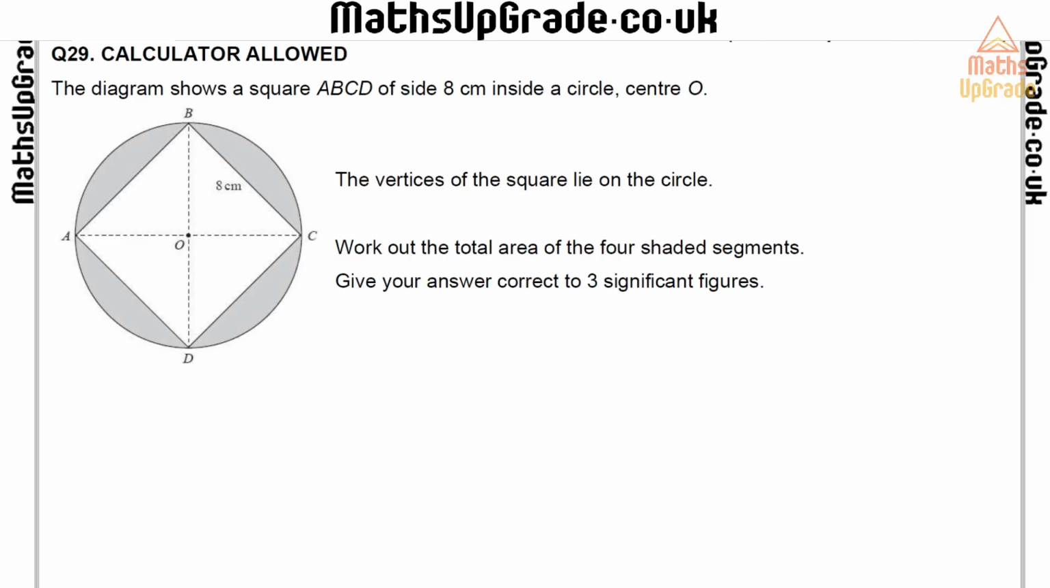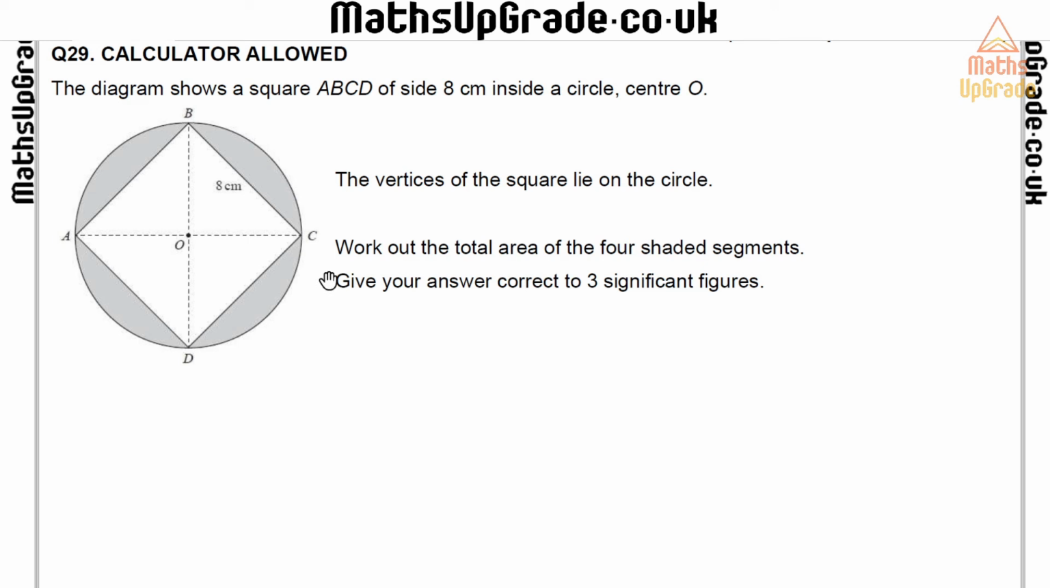Question 29. The diagram shows a square ABCD, side 8, inside a circle, center O. So the corners of the square, the vertices, are just touching the edge of the circle here. Work out the total area of the 4 shaded segments. So the total area of these 4 shaded parts here. Give your answer correct to 3 significant figures.